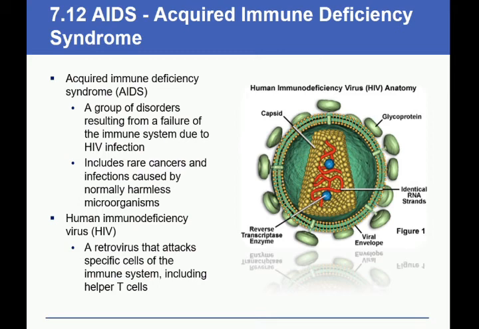So, the name retrovirus: it is actually an RNA virus. RNA viruses will actually turn their RNA into DNA so that they can slip into your own DNA. So that's why they are called retroviruses. They are backwards, from RNA to DNA.